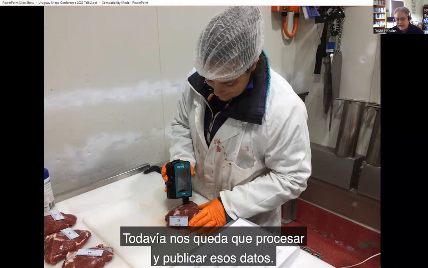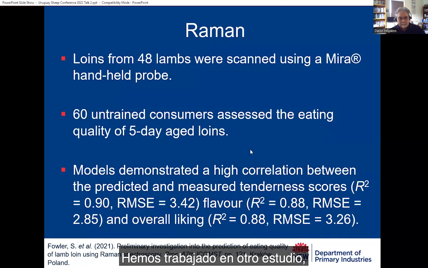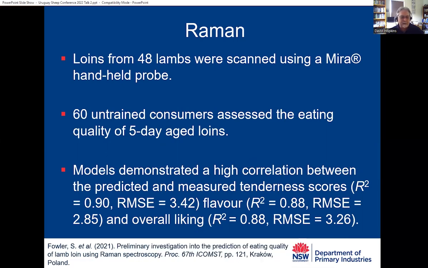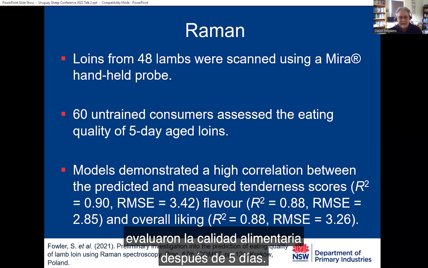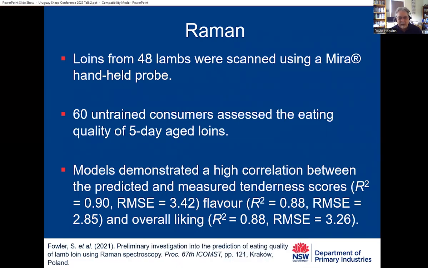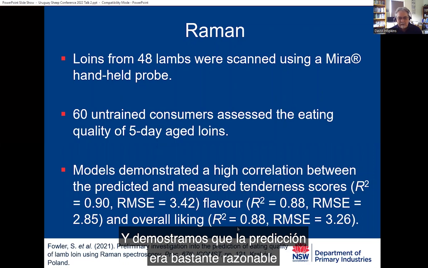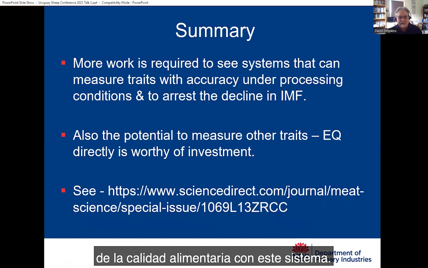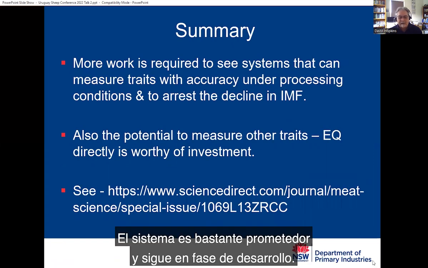And we still have that data to be processed and published yet. But we have done some work in another study. This was a nutrition feeding experiment. We had 48 lambs. They were scanned with the Raman device. 60 untrained consumers assessed the eating quality after 5 days. And we showed that actually there was quite a reasonable prediction of eating quality using this system. And so there's quite a bit of promise there, and that's still to be developed.